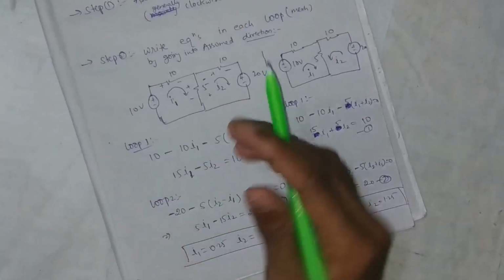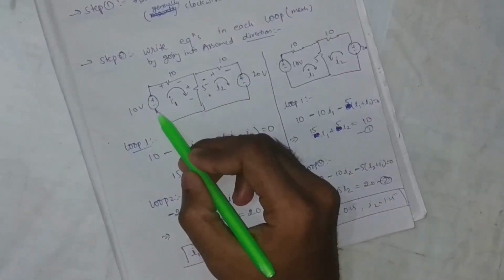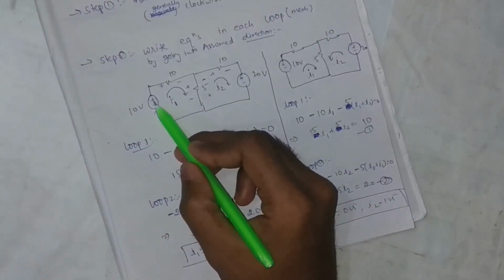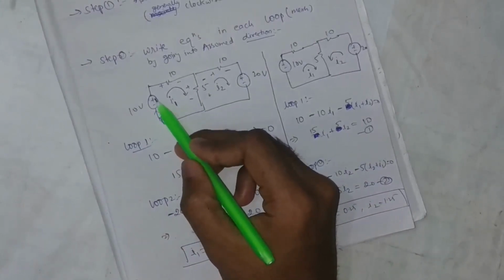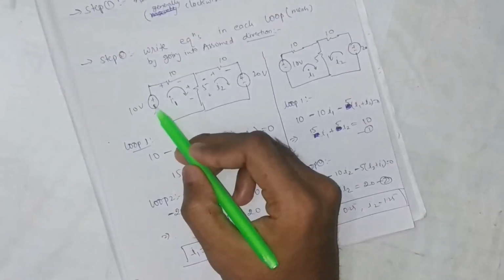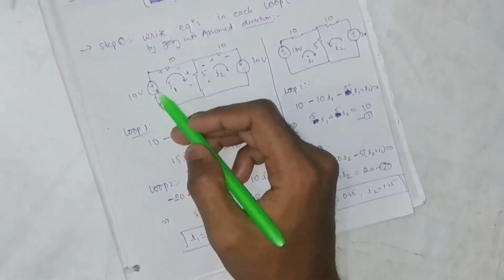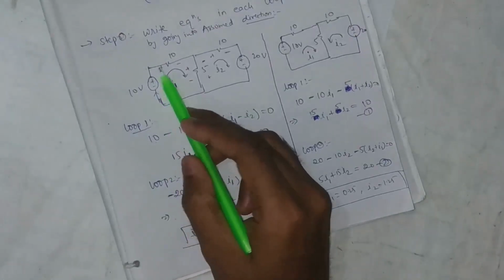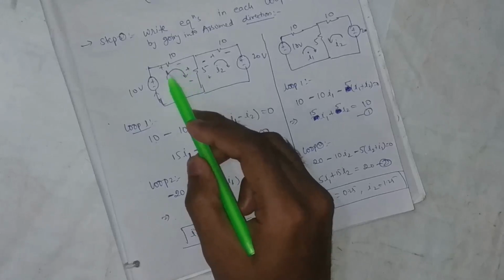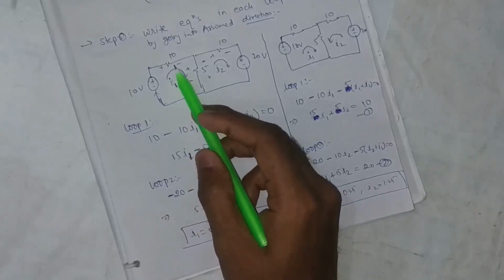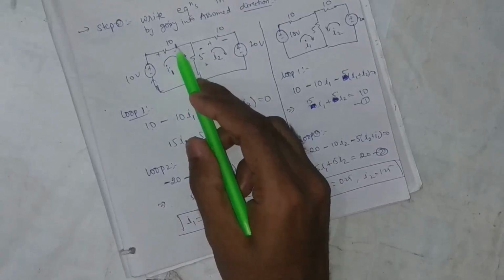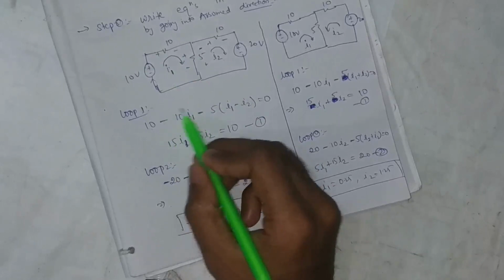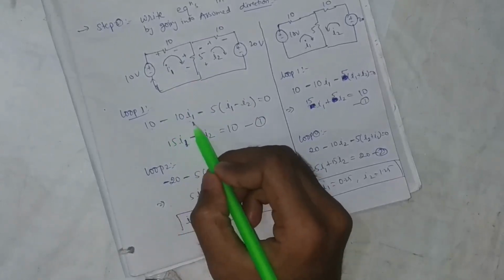If I go from here, I can see that I exit from the positive terminal of the voltage source. It means the voltage is increasing, so I take this term as positive. So here I have written 10 volt. Then when current enters the 10 ohm resistance, the voltage will drop, it will decrease. So 10 into I1, where 10 is the resistance and I1 is the current, so 10 I1 will be the voltage drop. So I write it as negative 10 I1.